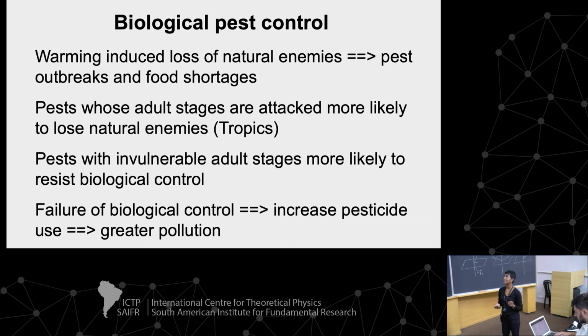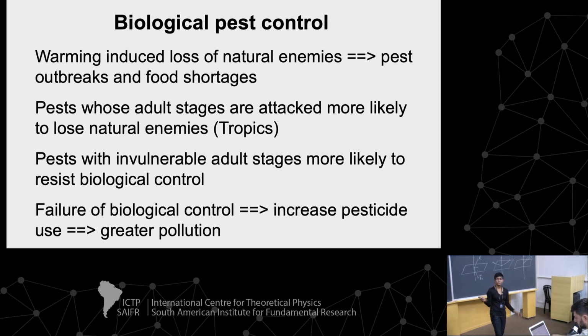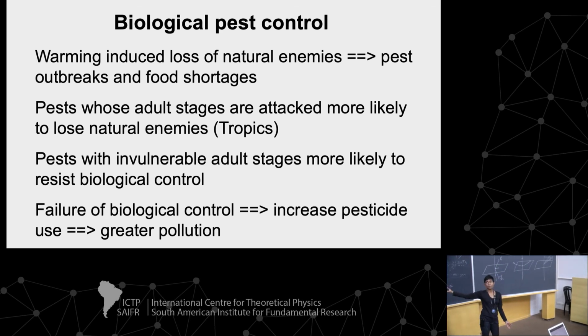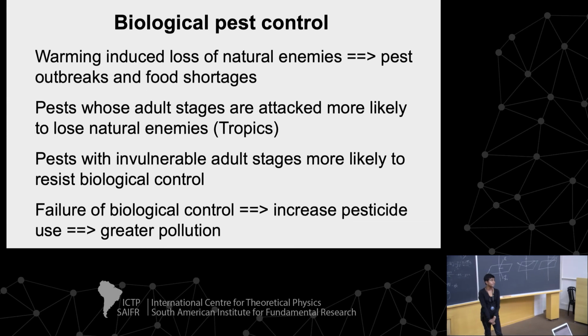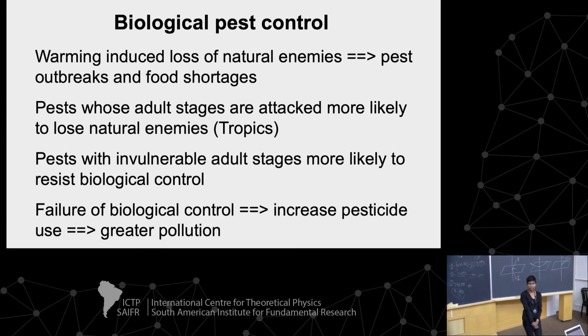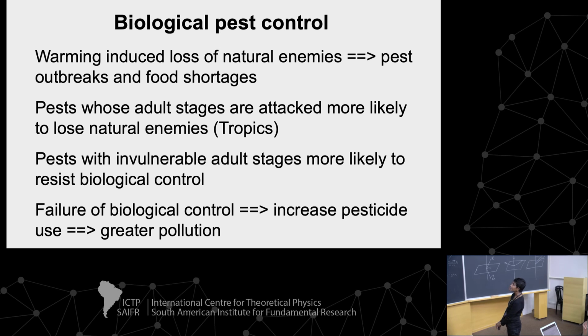Now, it's very successful across the world, but what could happen is that we see natural enemies are more at risk of extinction than their prey, which means that warming-induced loss of natural enemies could lead to pest outbreaks and generate food shortages that could compromise the Earth's food supply. We see from this study that pests whose adult stages are attacked are more likely to lose their natural enemies, especially in the tropics, and the tropics are hugely agricultural, as we know.